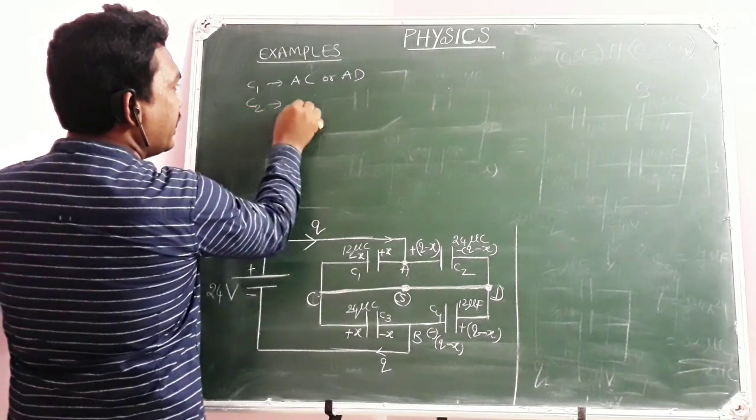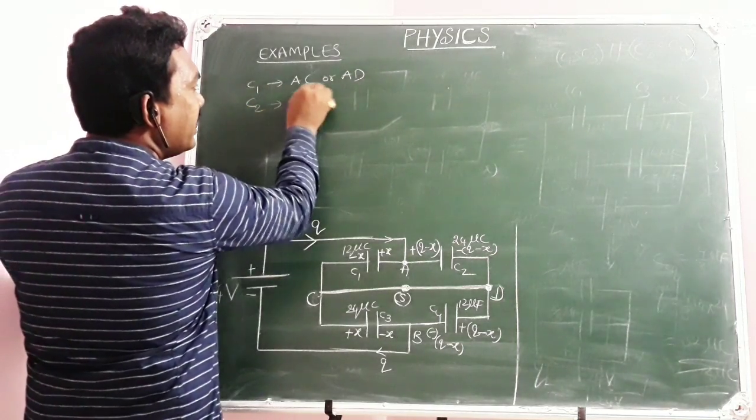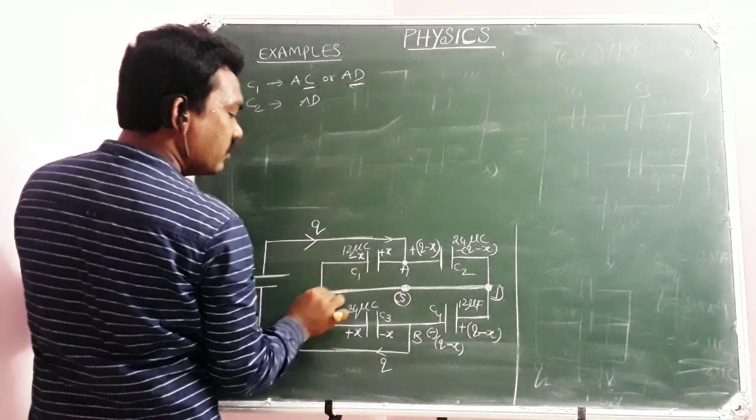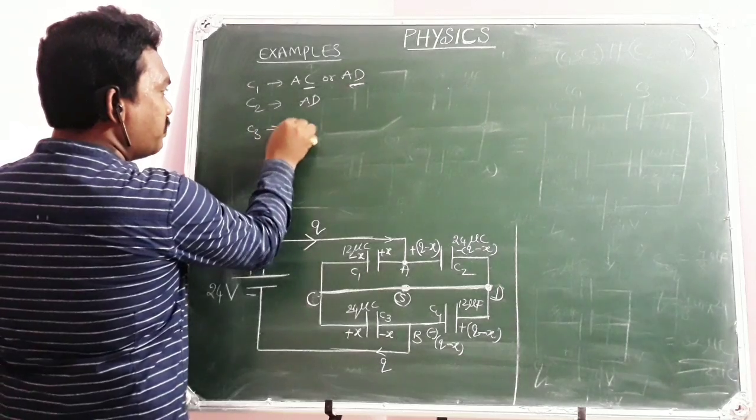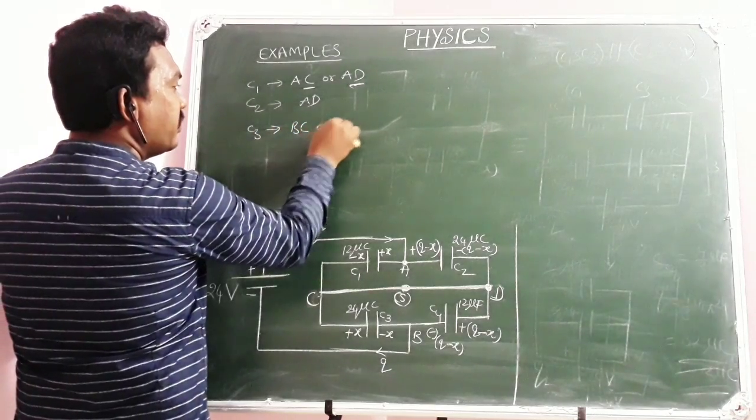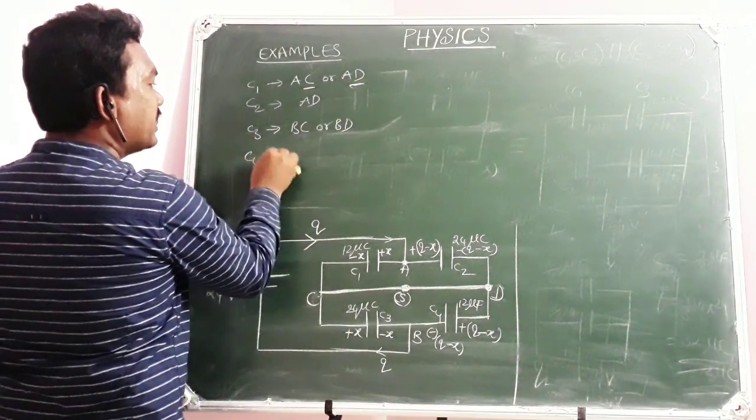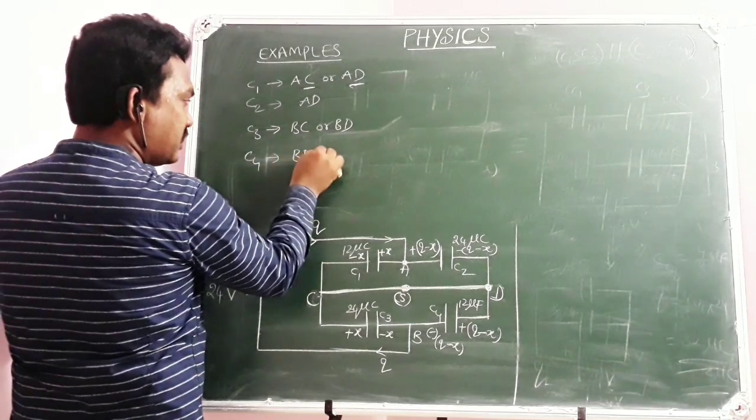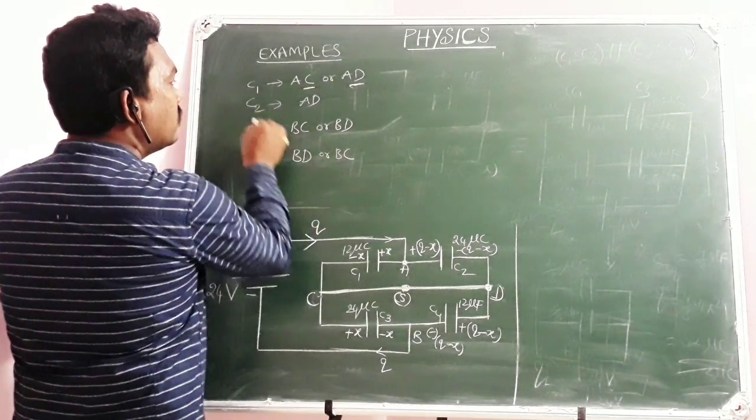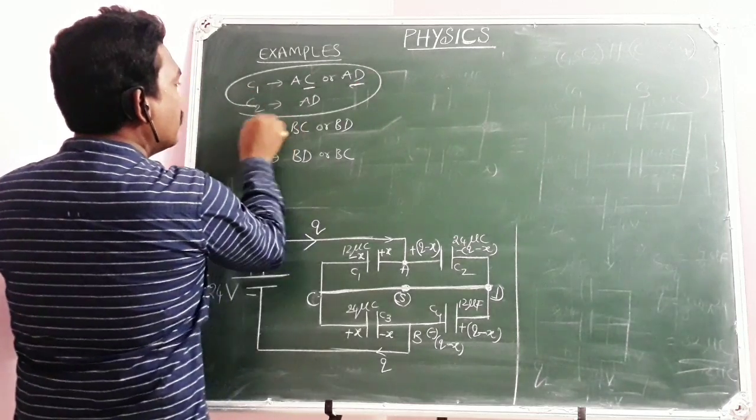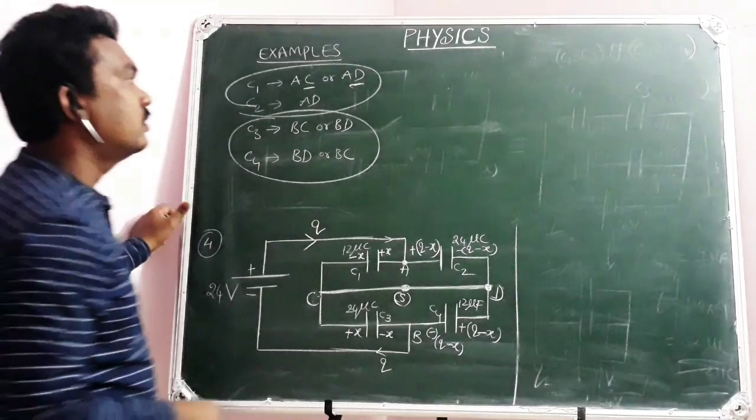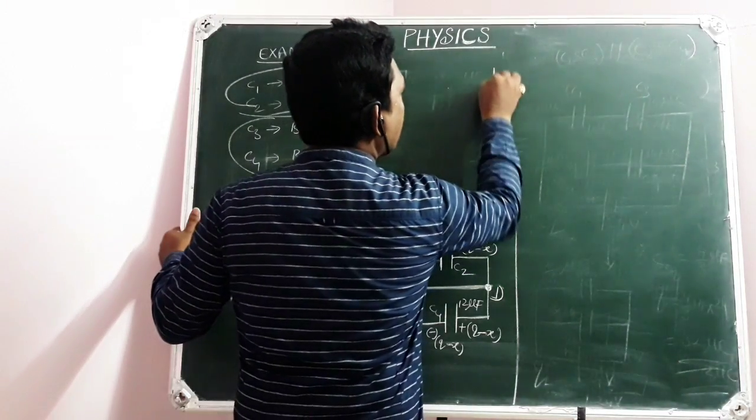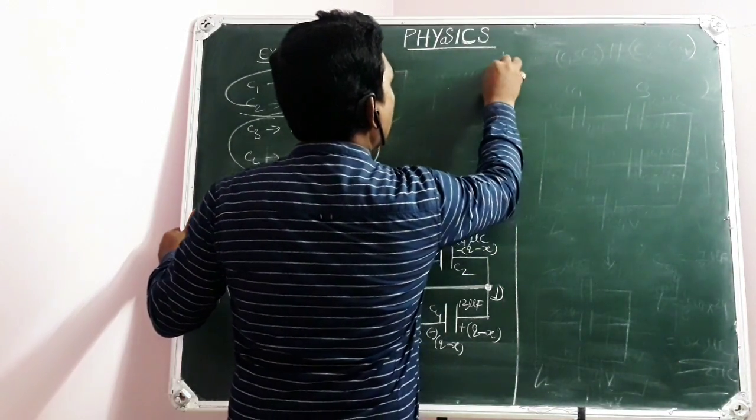I repeat, C2 is connected across AD, because C and D are at the same potential. Similarly, C3 is connected across BC, nothing but BD. C4 is connected across BD, nothing but BC. So these two are in parallel, since they are connected between two common points. So now your equation is going to be, look at this.